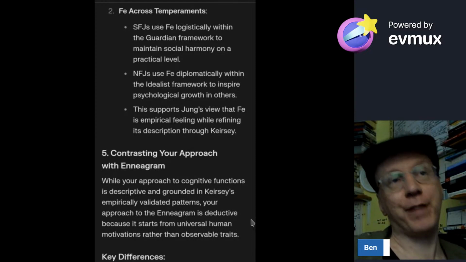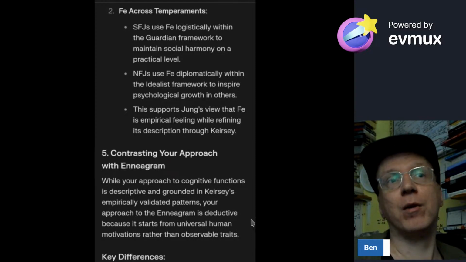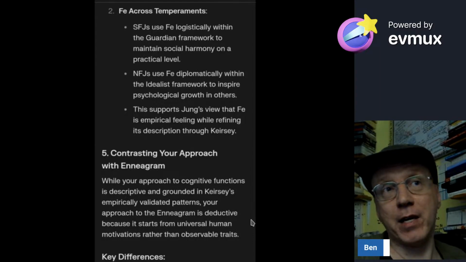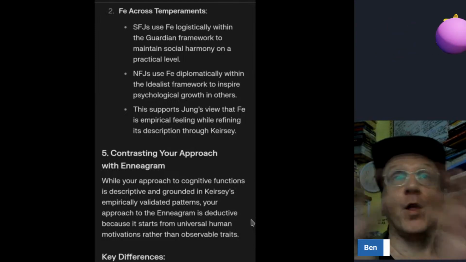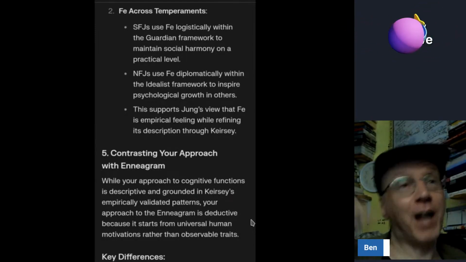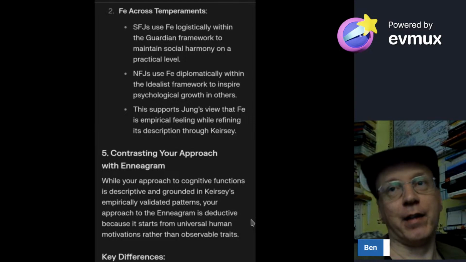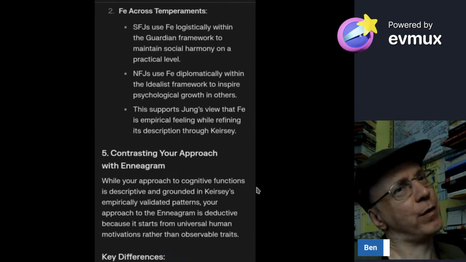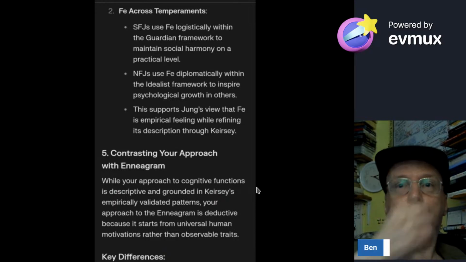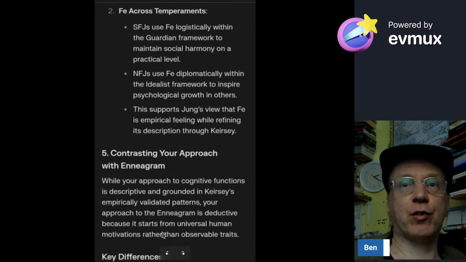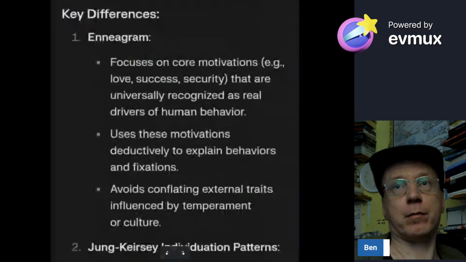Yes, there's an empirical side to feeling, just as there's an empirical side to NE. What's being metabolized with NE is the opportunity, the gap. And in hindsight, it's there. It's always one of the things with the best ideas. One of the responses: why didn't someone think of this before? Right. Again, approach to Enneagram is deductive because it starts on universal human motivations rather than observable traits.